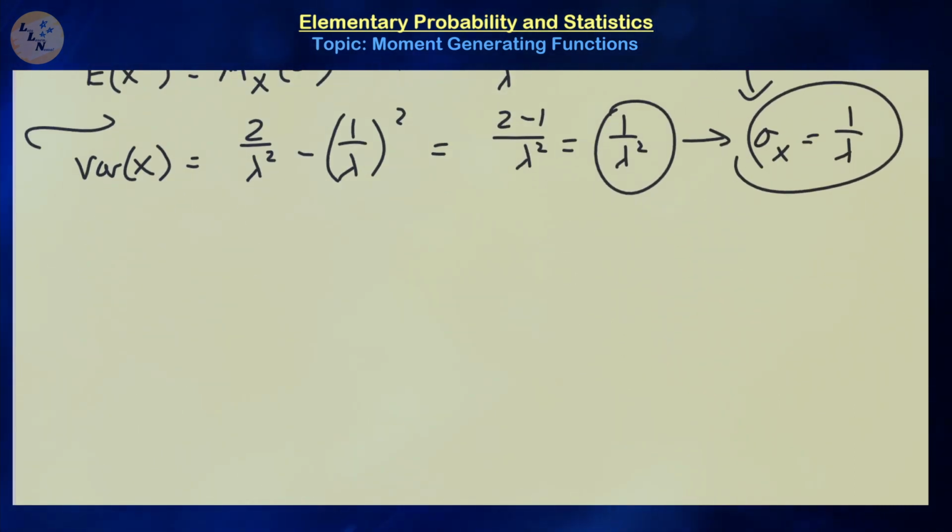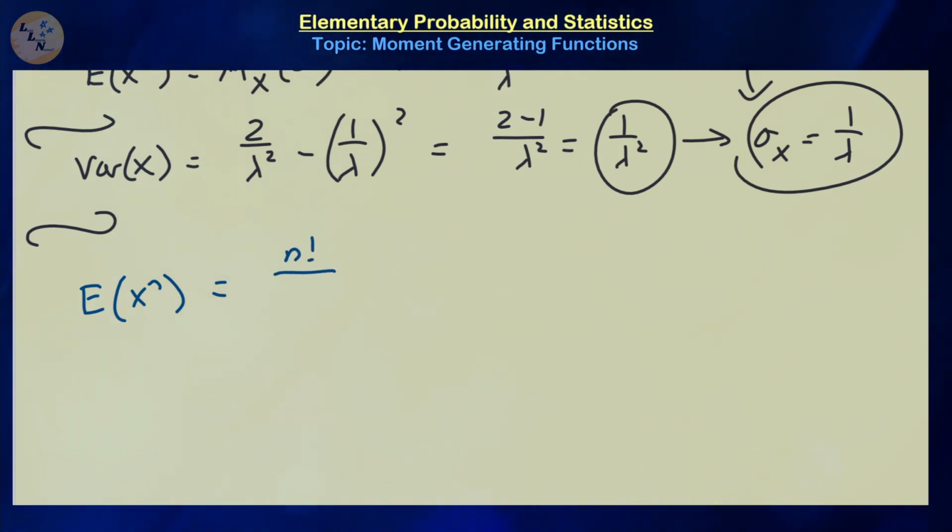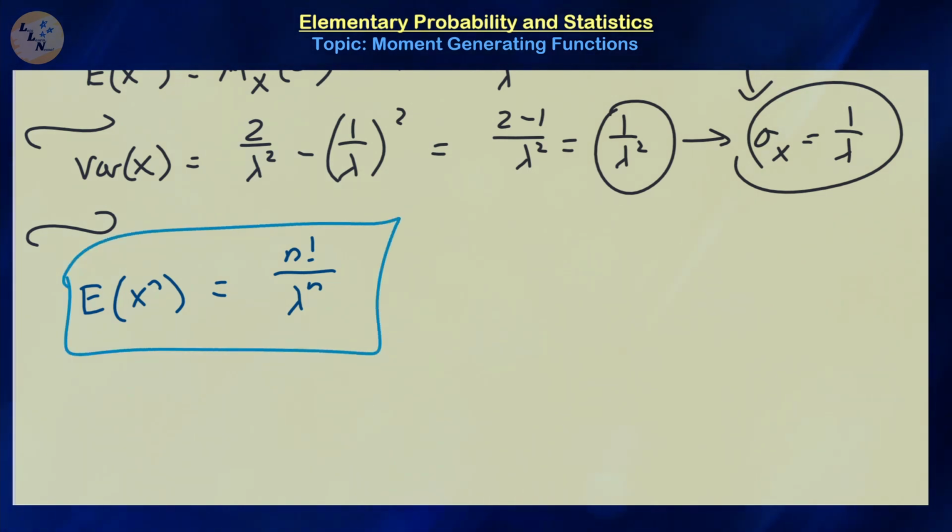Now, for you more advanced math people, you might be able to use mathematical induction to prove a very useful identity via this approach: that the nth moment of an exponential random variable is just equal to n factorial over lambda to the power of n. So generating the formula for skewness and kurtosis and all of the other moments for exponential RVs is actually pretty easy, because this is a nice, beautiful closed form.